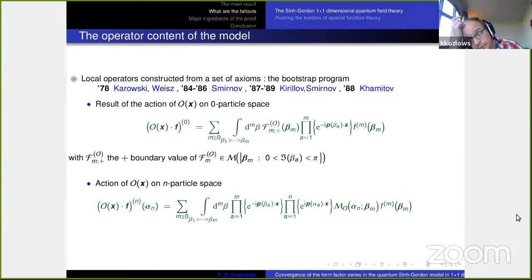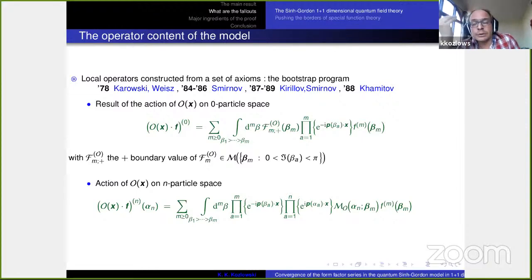So now, how do these integral operators look? Well, there was really a long quest to determine these integral operators, and it's framed under the name of the Bootstrap program, which allows you to completely fix the integral kernels of these operators. It was started by Karowski and Weisz in 1978, where they proposed at least some framework which allows you to compute the kernels of the operators for the two-particle space. But then, of course, one needs to generalize it to more particle spaces.